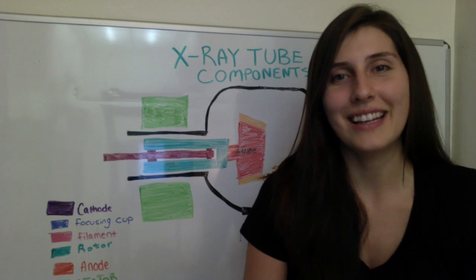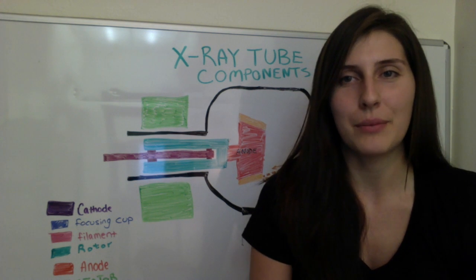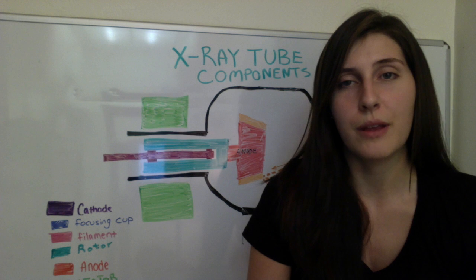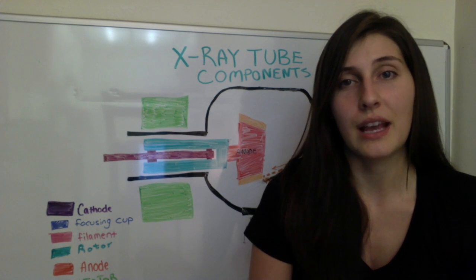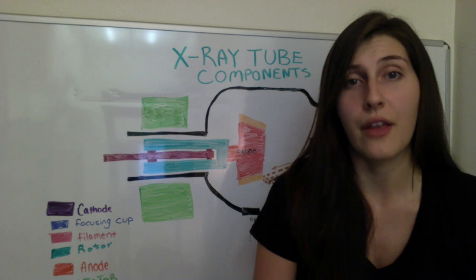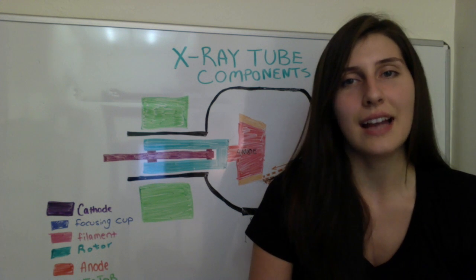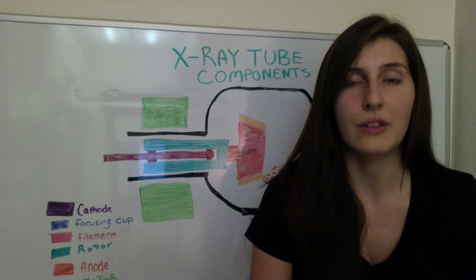X-ray tubes are designed in a certain way to lower the amount of heat produced. This can be accomplished by the rotating of the anode, which gives off heat. The X-ray tube is designed with the anode attached to a rotor and the cathode on the other side of the anode. This design determines the characteristics of the X-ray beam.